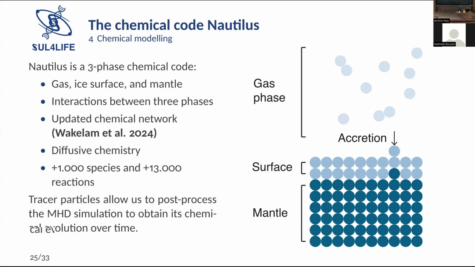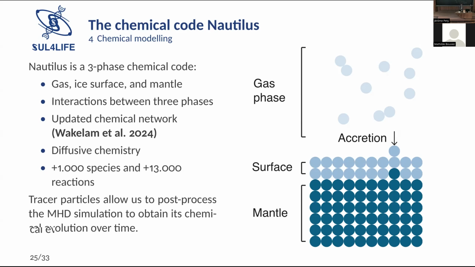Here I use the chemical code Nautilus. So it is a complex chemical code, and we can model gas phase and ice phases, okay? And we have a lot of species, a lot of reactions. And as I said, we use tracer particles to find the chemical abundances of this accretion process.